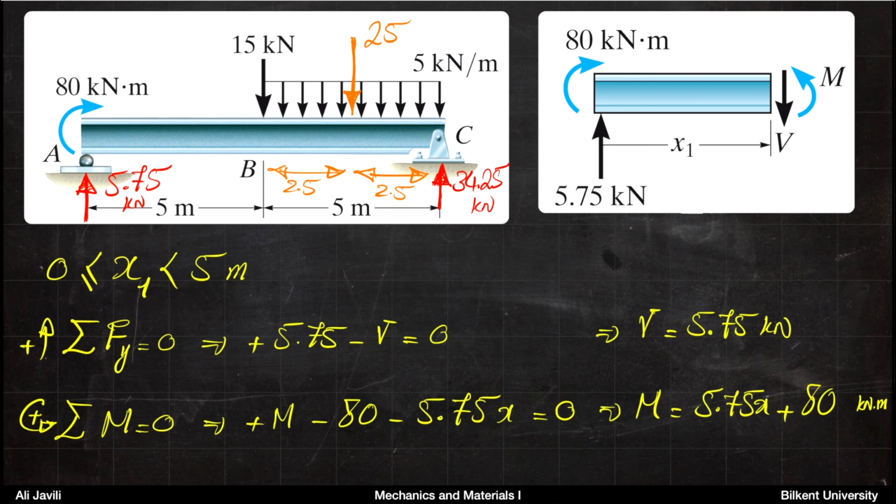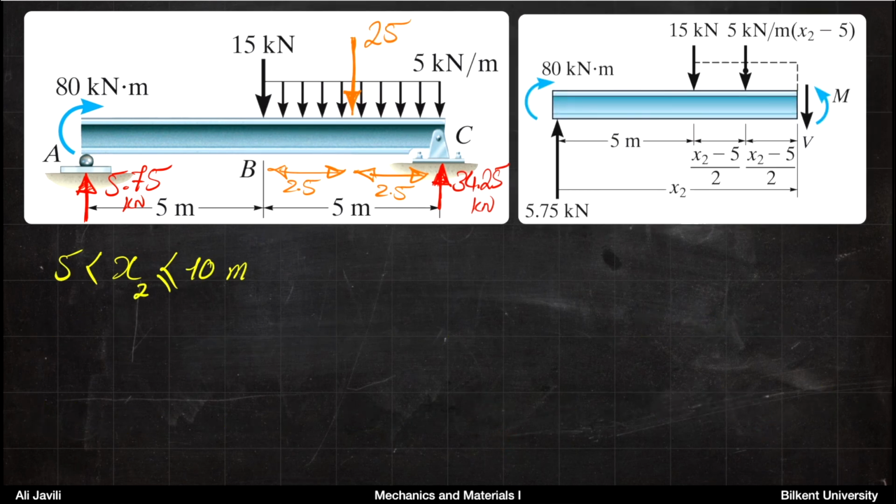Okay, so this is your shear force distribution, this is your moment distribution in terms of x. Maybe you should think of it as x1 to be more clear. So this is only valid if x is between 0 and 5. Now, we come to the second portion of the problem, and that is where x is between 5 and 10, and to be clear, we just call it x2.